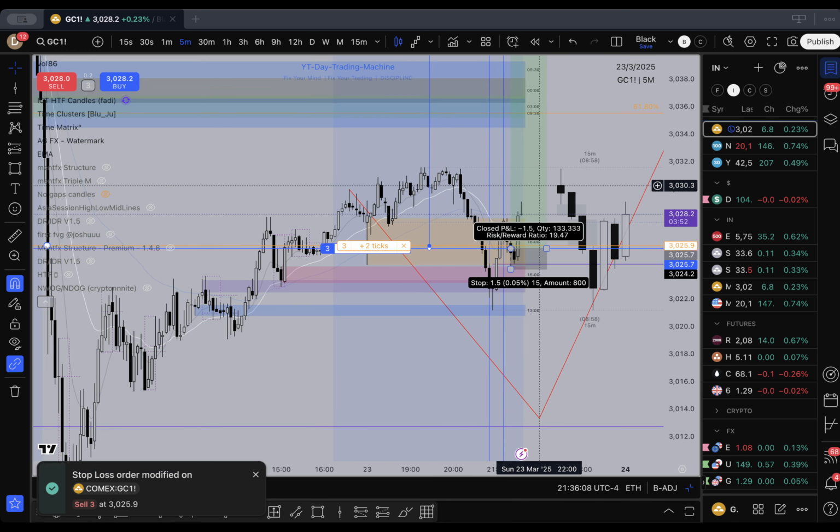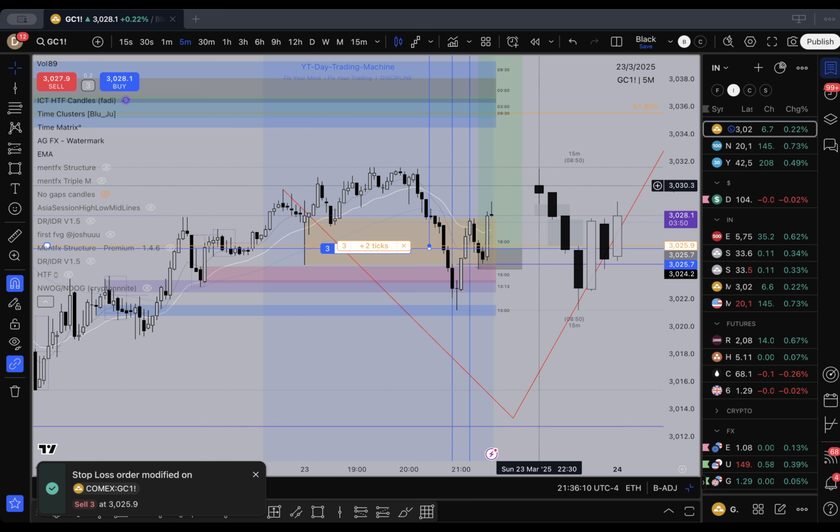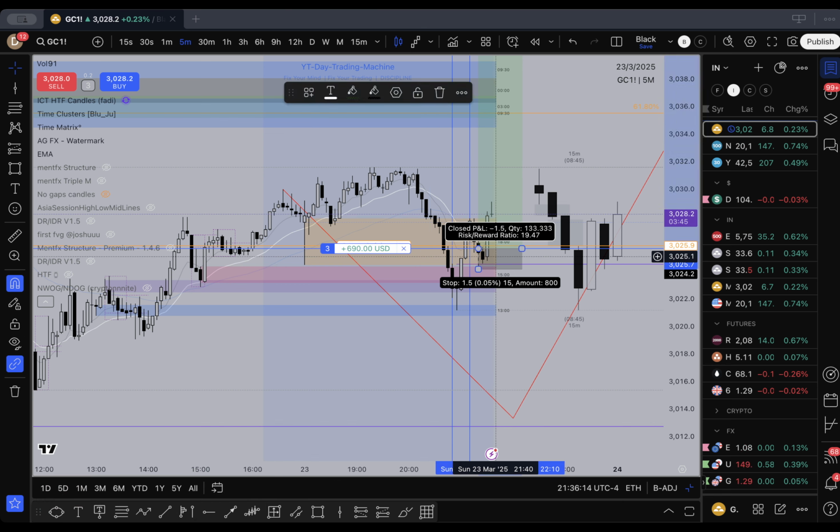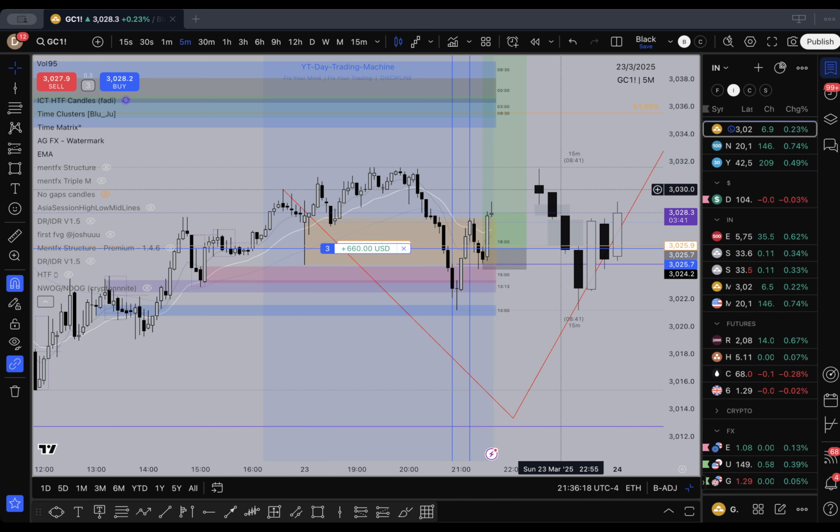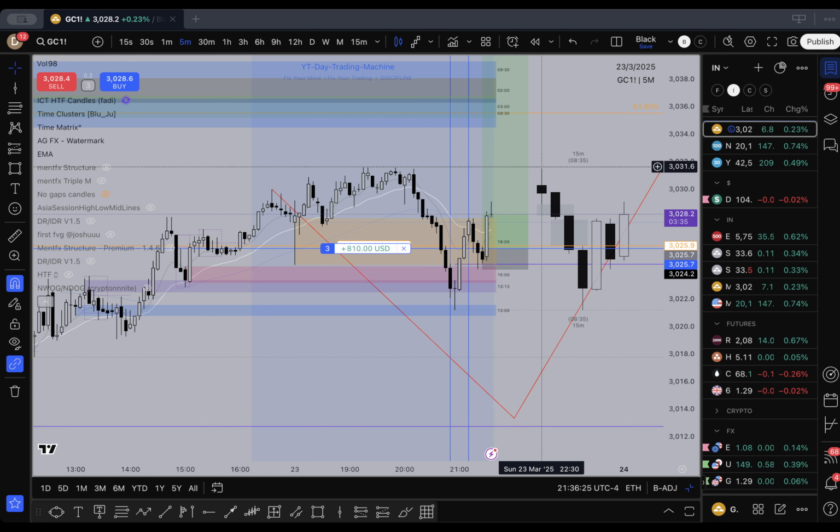Instead of being $300 at risk, I'm risking zero, or I'm getting my commissions back. That's why I put it slightly above. I never put it directly on it, because commissions are a bitch, especially if you trade micros, like 20 contracts or whatever.